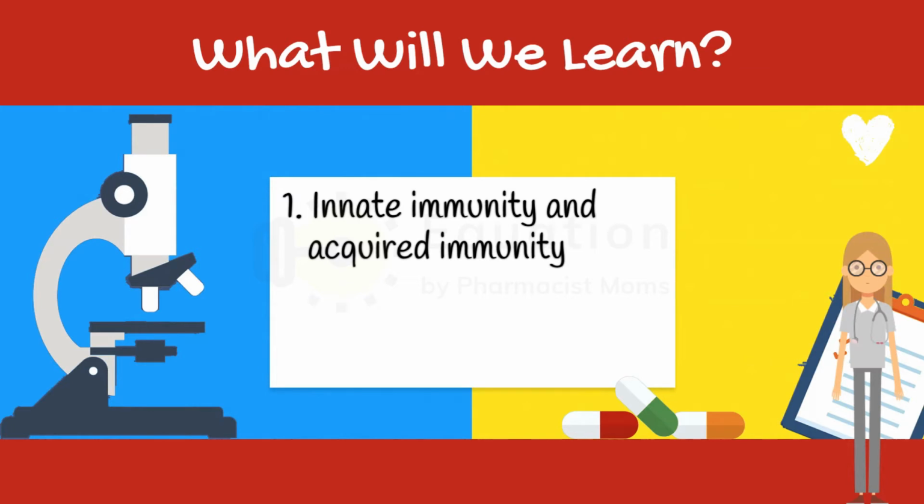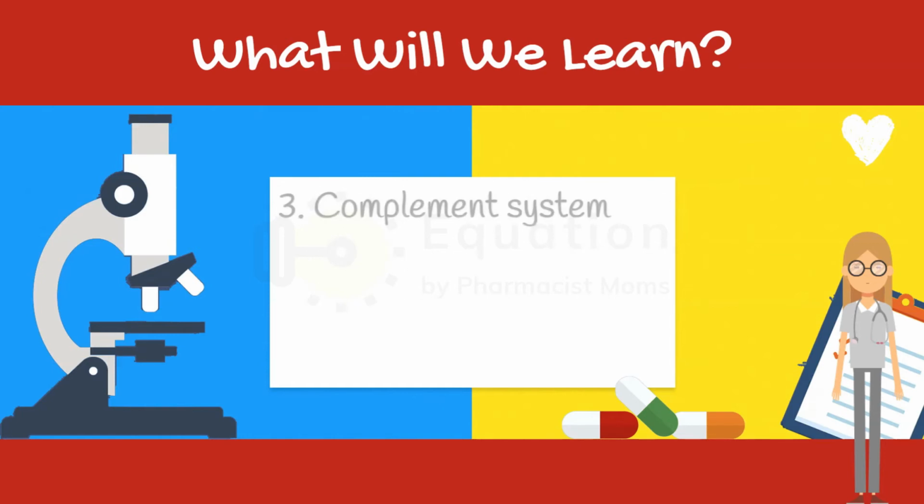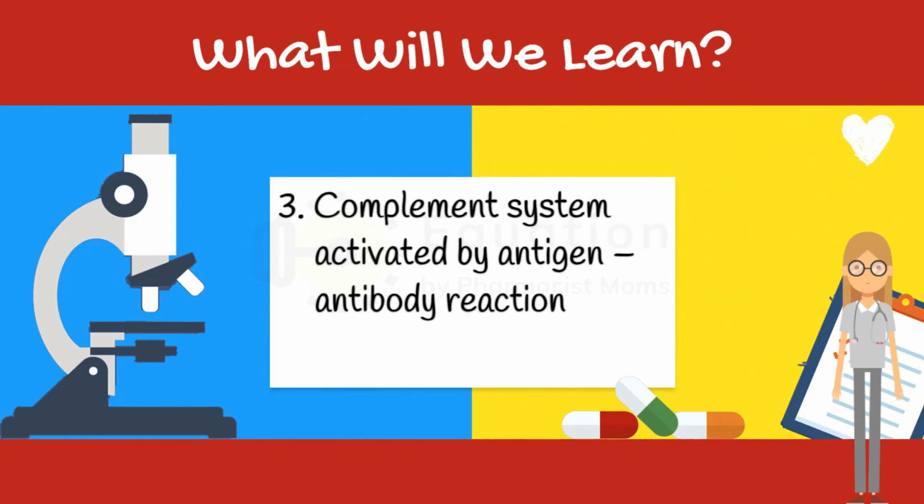1. Innate immunity and acquired immunity. 2. Specific attributes of the B-lymphocyte system, humoral immunity, and antibodies. 3. Complement system activated by antigen, antibody reaction.